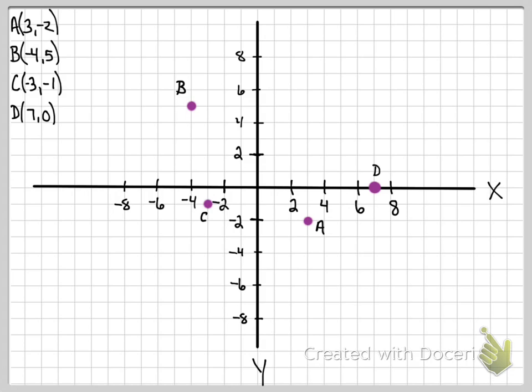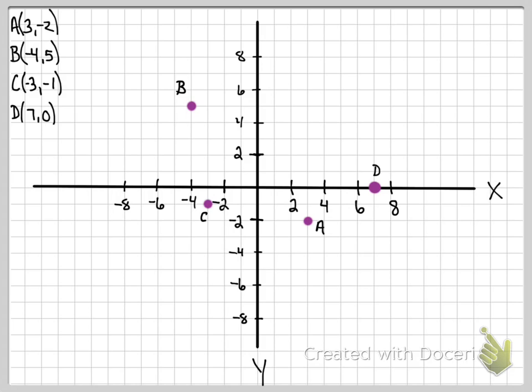Huh? You don't have an 8? Well, do you have a 7? Just squeeze it in on the end. That's fine. It's on a 7. Okay, so listen up, guys. I need your eyes and ears up here. Okay? So now I've plotted these 4 points.